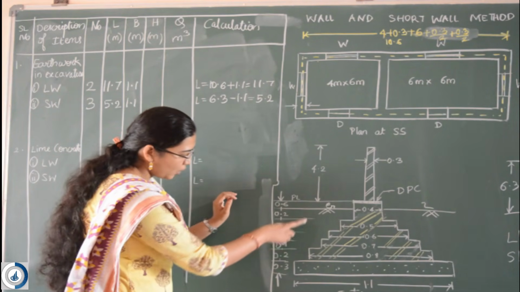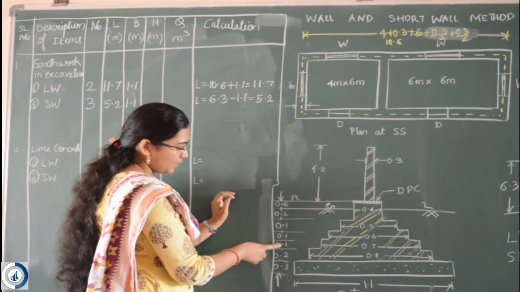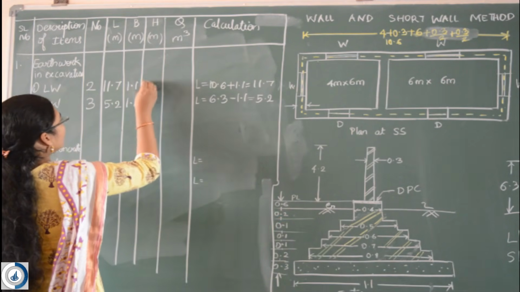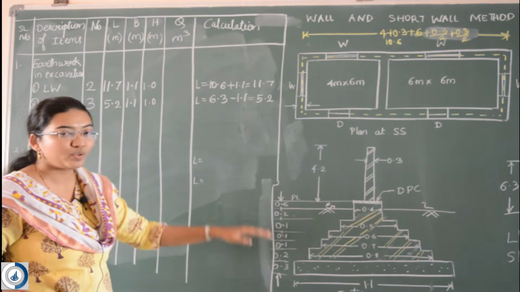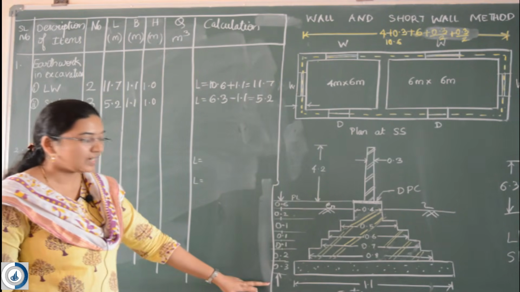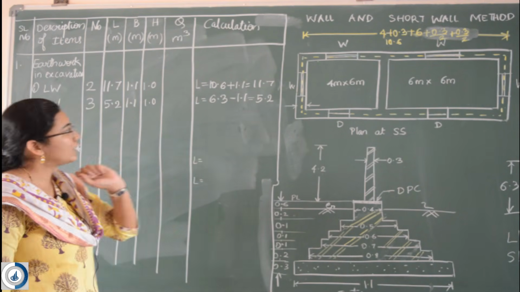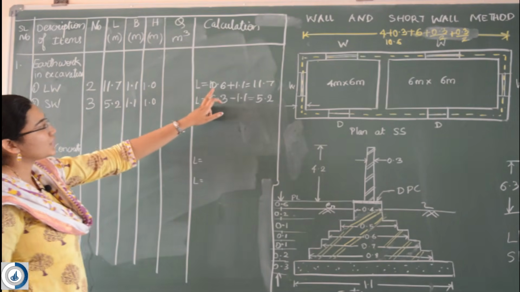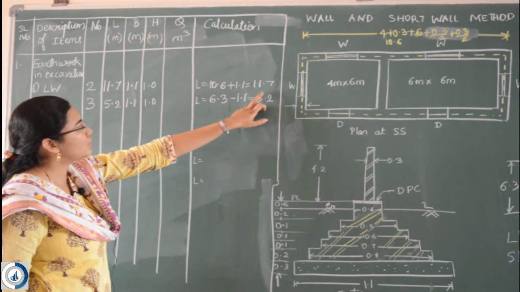So this is from ground level to this distance, so 0.3 plus 0.2, 0.5, and so on till 1. So 1 meter is the height which we have to excavate from ground level till the bottommost, up to where you have to provide the lime concrete. So these are the values wherein you have 2 long walls, 3 short walls, the length, the center to center distance plus the excavation distance, that is 11.7.